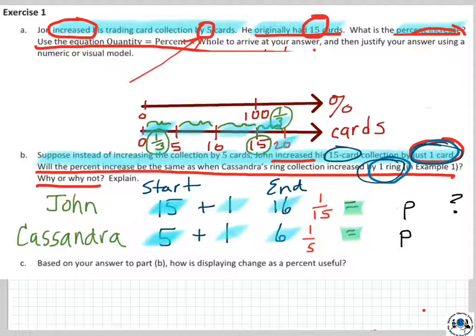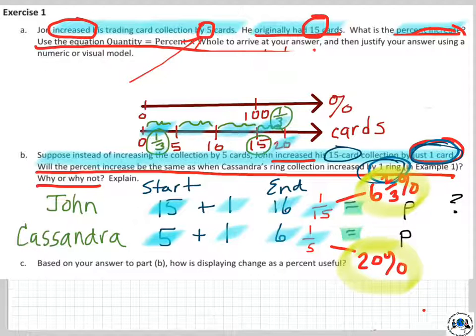Okay, so we have, and you can see these are both very different, and you can tell by looking at that that 1/15th is going to be less than 1/5. So they are different. And 1/5, of course, as we knew before, was 20%, but in John's case, that 1 over 15 is 6 2/3%. So you can see that John's collection increased by a lesser percentage, because 6 2/3% is less than 20%, okay?